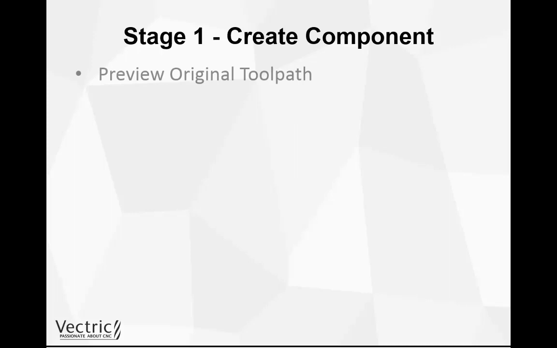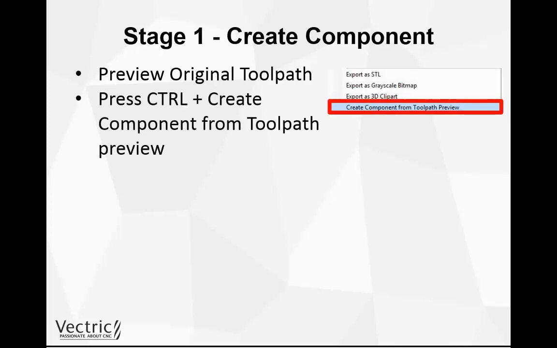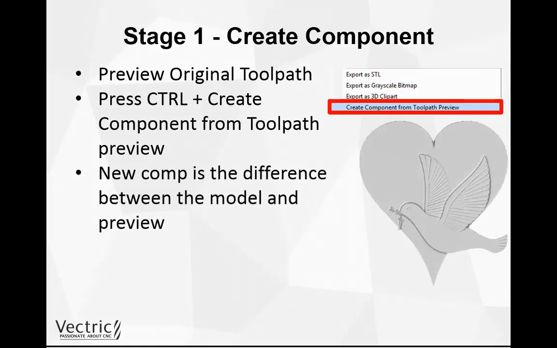So stage 1. What we do is we create ourselves a toolpath with the larger tool, and then we go ahead and preview that toolpath in the preview toolpath form. Then what we do is we go to toolpaths on the menu bar, and we scroll down to this option, which is the last option in that menu, which is called create component from toolpath preview. Now to create the difference model, we need to press Control at the same time as pressing that option on the menu. And this will then create us the component which is the difference model between the model that we created in the software to what we actually got from the toolpath preview.